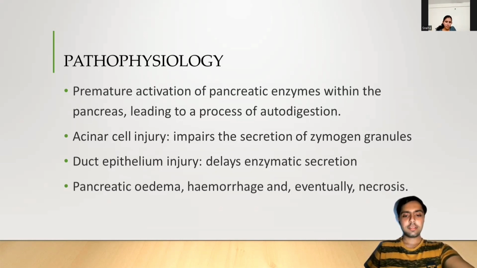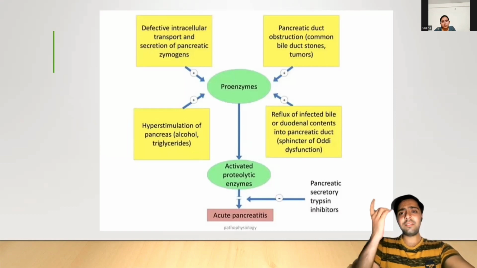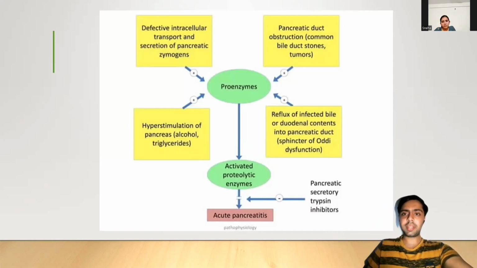Next. It's a flow chart basically. What are the causes of acute pancreatitis? We have pancreatic duct obstruction. As I told you, it's common bile duct stones or any tumors. Another is hyperstimulation like alcohol, TG. We have some medicines also which will lead to acute pancreatitis. The common ones are isoniazid, which is used in TB, metronidazole, then furosemide, a loop diuretic, etc.